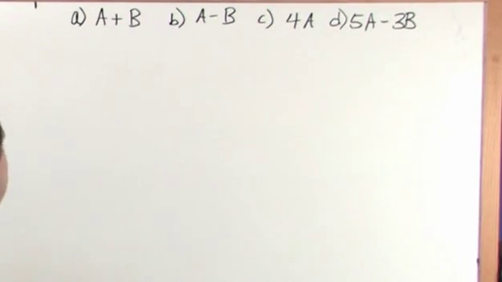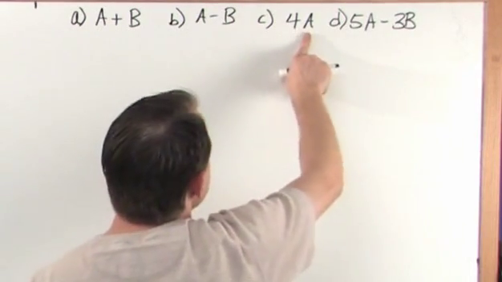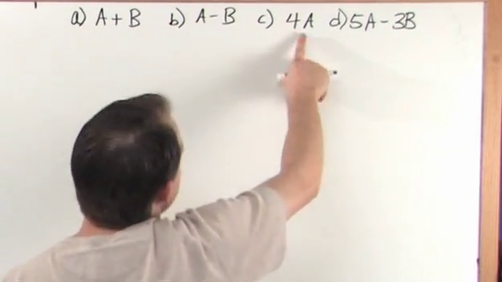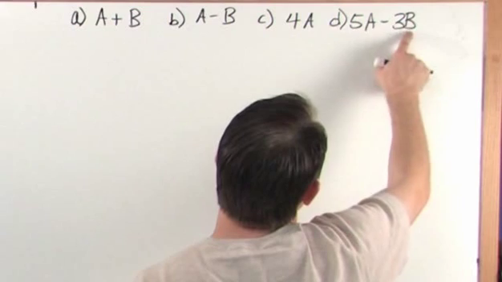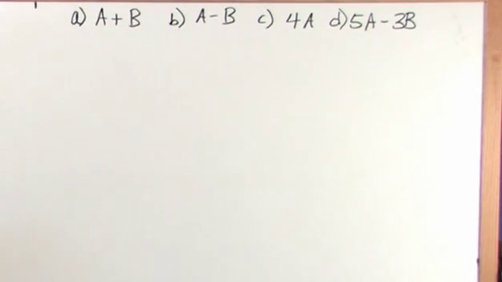So you see, all we have going on here is some matrix addition, some subtraction, multiplying a matrix by a number, which is a scalar, and then multiplying each matrix by a number and subtracting the results, okay? So we're just going to work with each one individually.